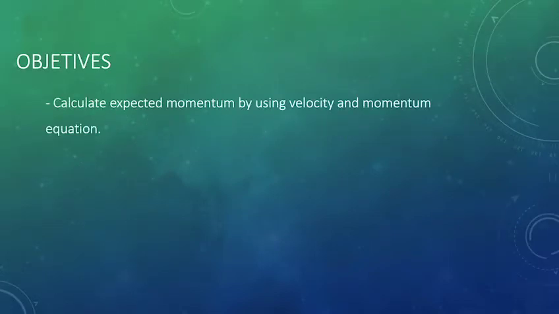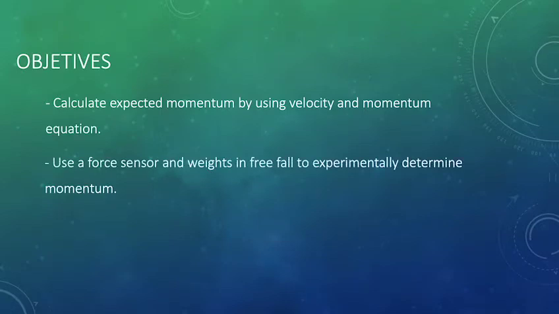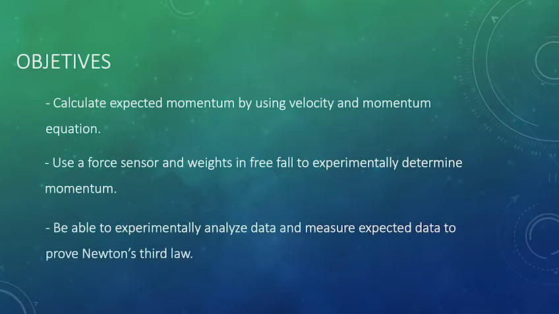Objectives. The first is to calculate expected momentum by using the velocity and momentum equations. Second, to use a force sensor and weights in free fall to experimentally determine momentum. Third, to be able to experimentally analyze data and measure expected data to prove Newton's third law.